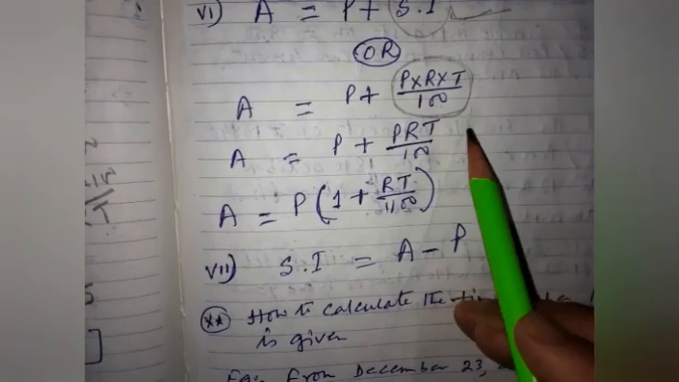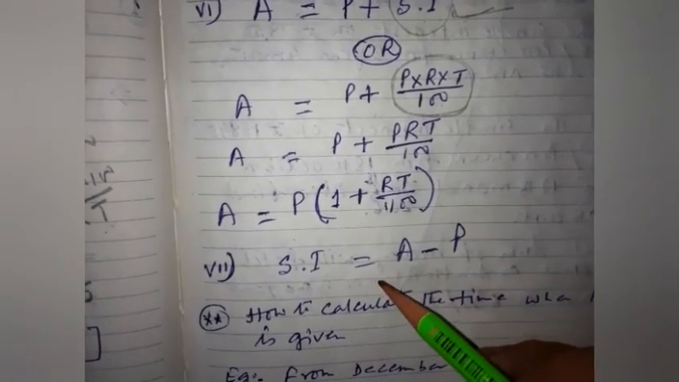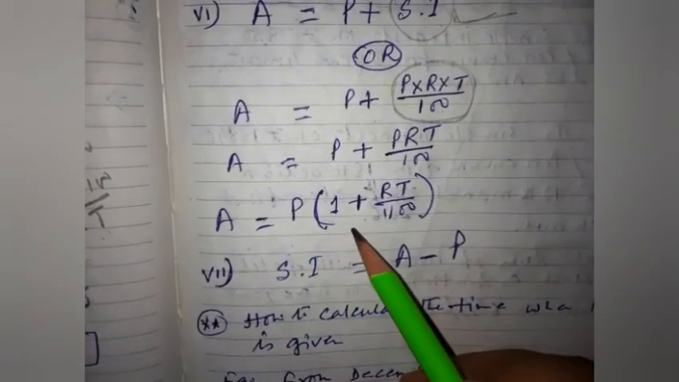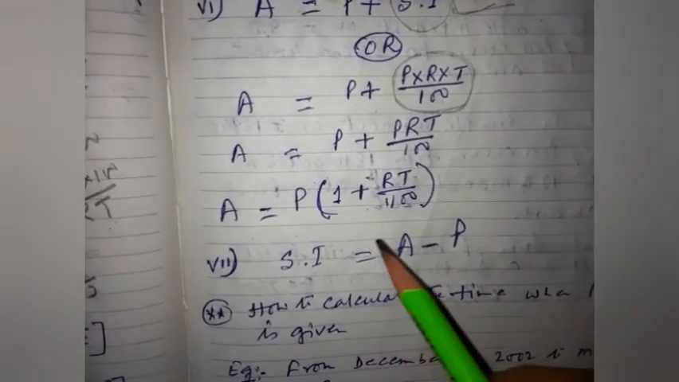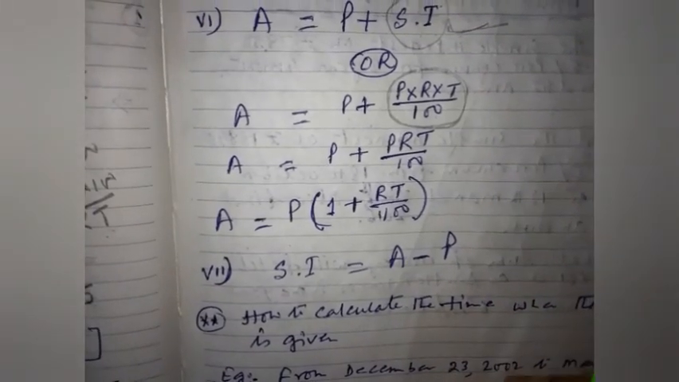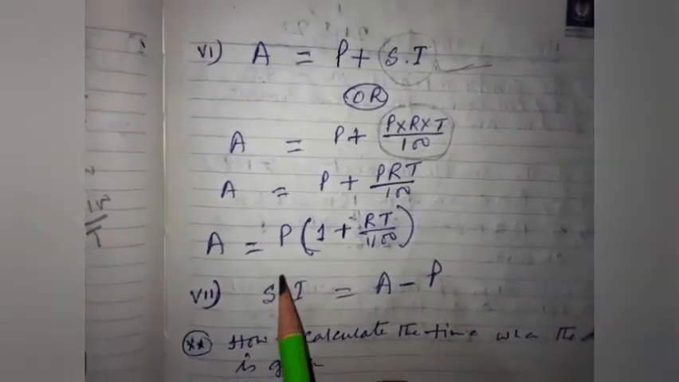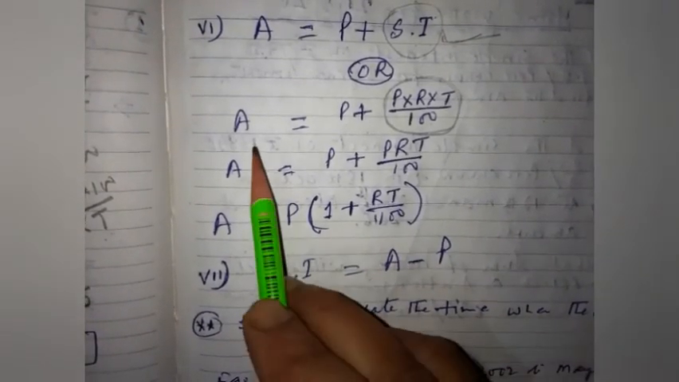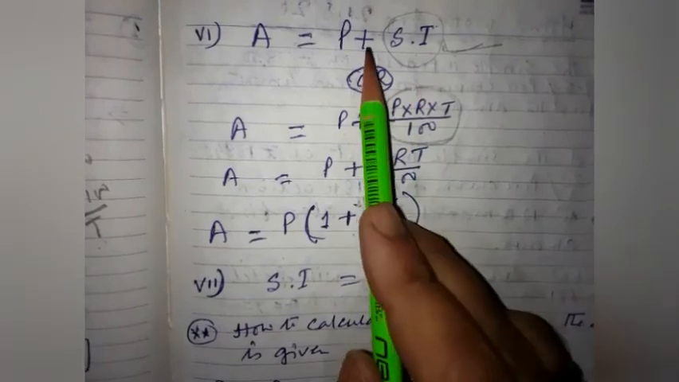Sometimes teachers told you last year, amount equals P plus SI, or amount equals P into 1 plus RT by 100. Why does 1 plus RT by 100 come? It was not explained to you. I just want to make it very clear to you how this comes. A equals P plus PRT by 100. So A equals how much? From this formula I am coming. P is P.